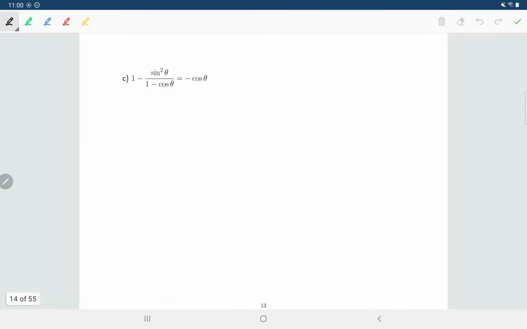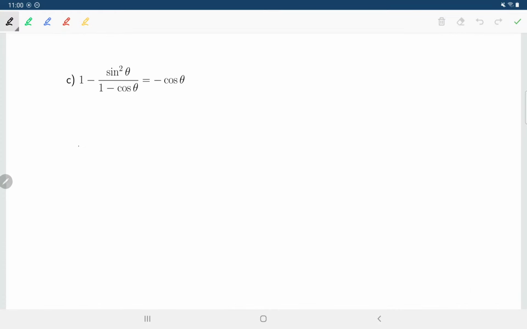Okay, let's do another one here. I'm going to start with the left side. This looks maybe more complicated than the other side. So, the left side I'll begin with. I've got 1 minus sine squared theta over 1 minus cos theta. And we've got a bunch of things that we could do if we felt like it.